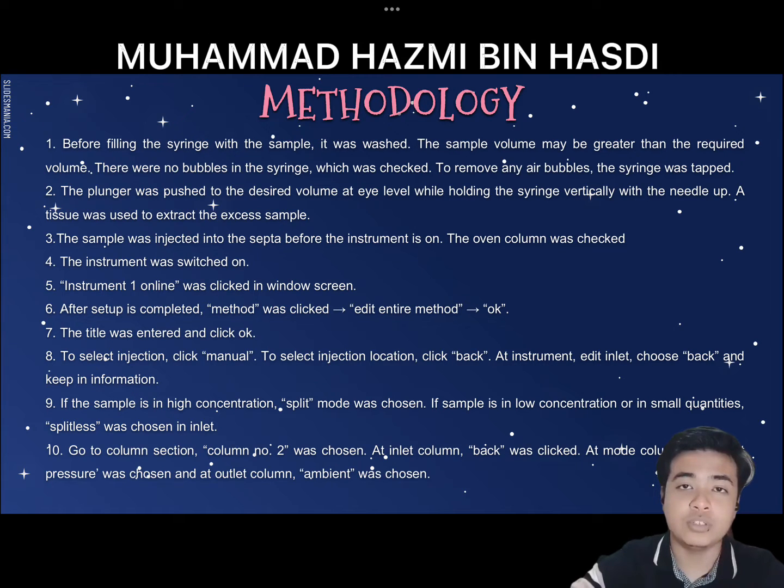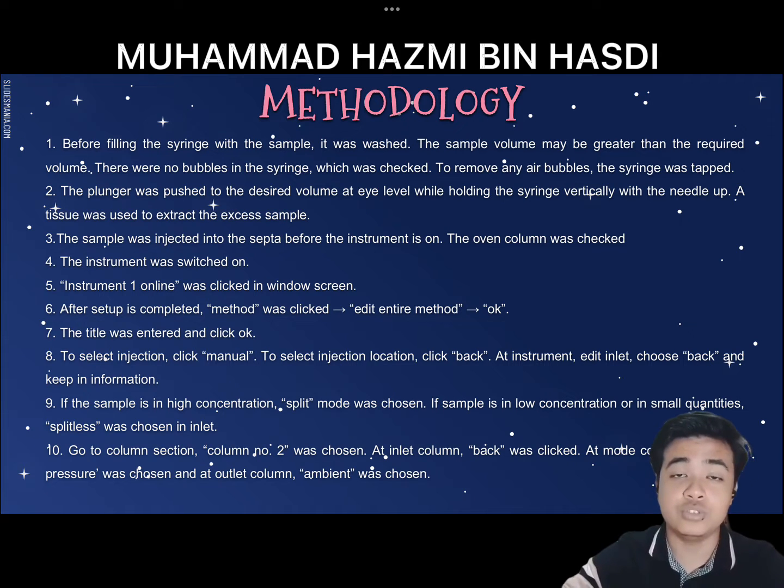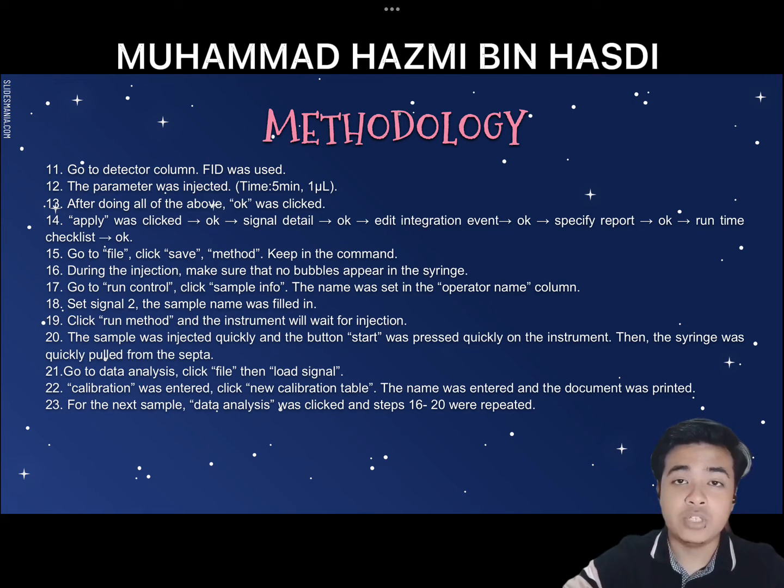At mode column, constant pressure was chosen, and at outlet column, ambient was chosen. Then go to detector column, FID was used. The parameters were entered. After doing all of the above, OK was clicked. After that, apply was clicked. OK, signal detail, and then OK, edit integration, and then OK. After that, specify record and runtime checklist. Go to file, click save method, keep in comment.